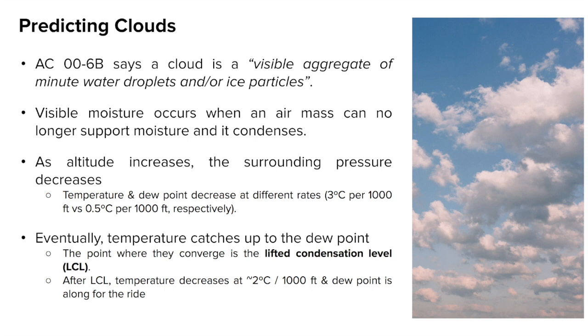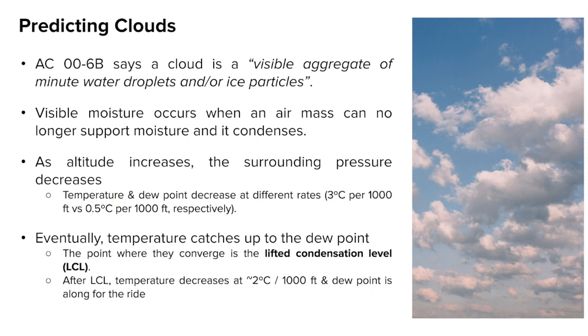temperature will eventually meet up with the dew point. And that point, like we spoke earlier, is called the lifted condensation level. And right there is where the air is saturated and likely where you'll get a cloud. So when you hit the lifted condensation level, then temperature actually decreases at approximately 2 degrees C per 1,000 feet, and the dew point is essentially just along for the ride with the temperature.